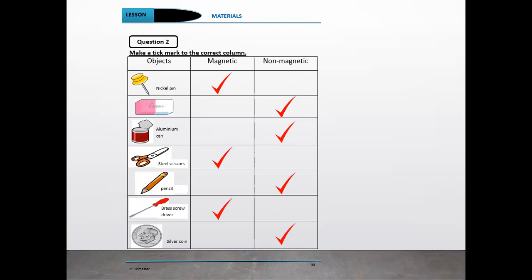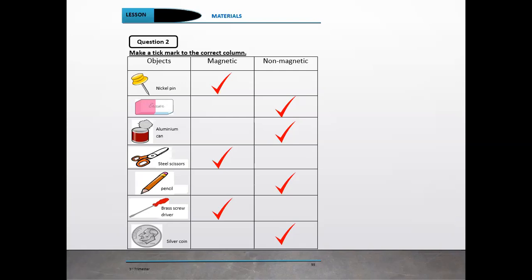Okay, page 55, and here is the last page. He's saying, put a tick in the column beside each object to show whether it is magnetic or non-magnetic. Okay, the nickel pen, it will be magnetic because it's made of nickel. The eraser, it will be non-magnetic. The aluminum can, non-magnetic. The aluminum is a non-magnetic material. It's not attracted to the magnet.